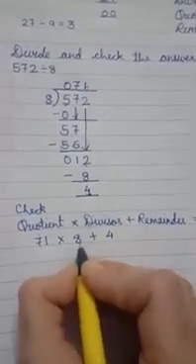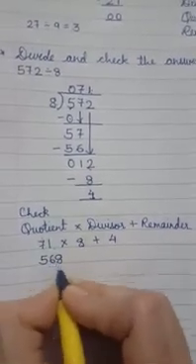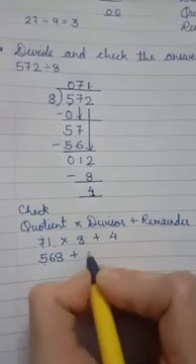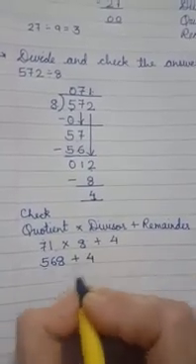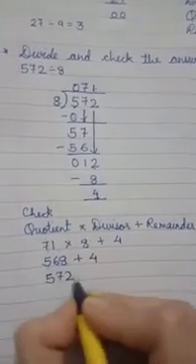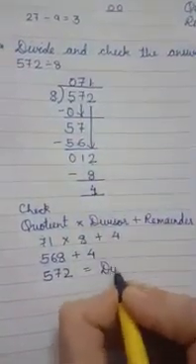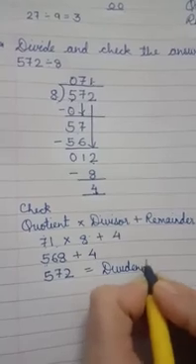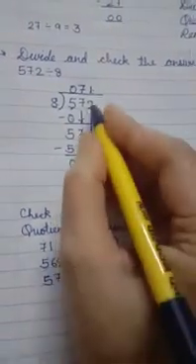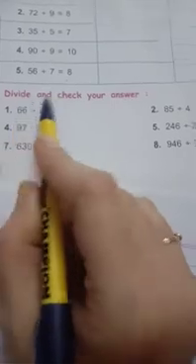71 multiplied by 8. 8 ones are 8. 8 sevens are 56. 568 plus 4. 568 plus 4 is 572, which is equal to the dividend. So the answer is correct. In the same manner, solve question B, divide and check your answer of exercise 4A.